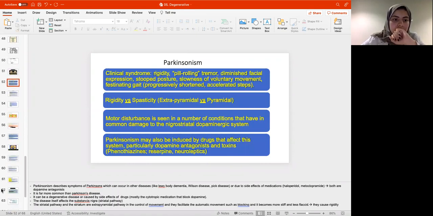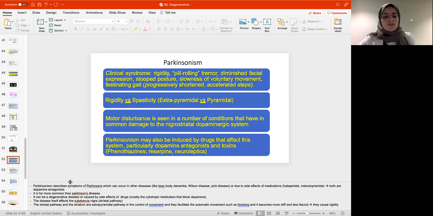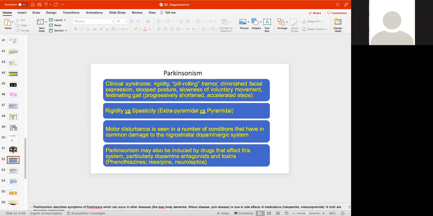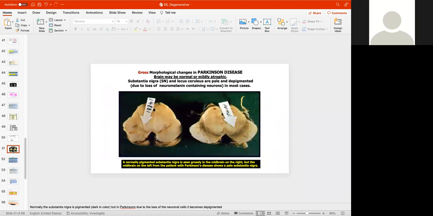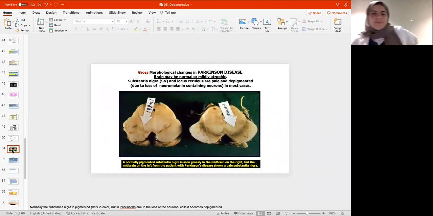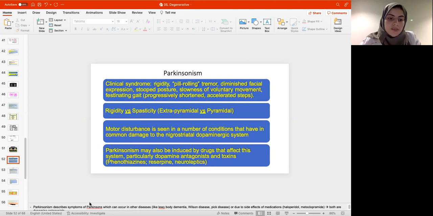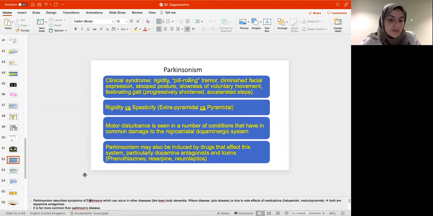Okay, now Parkinsonism. Do you guys know what Parkinsonism is? From its name. Yeah, so it's basically when the patient has symptoms of Parkinson's, but Parkinson's is not the cause, exactly. And it's usually due to medication. It can be due to many different things, but medication is one of the top causes.